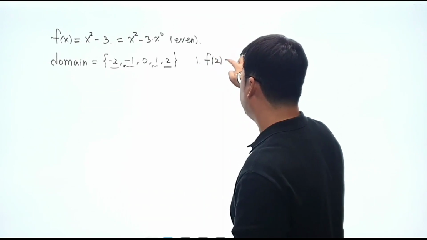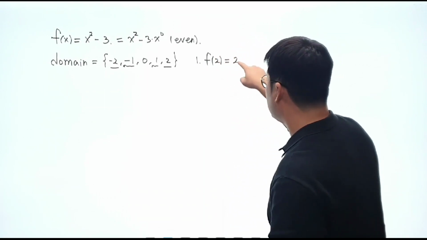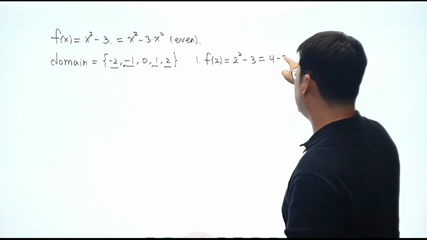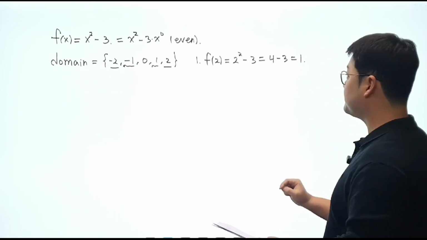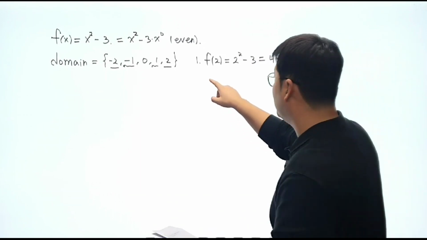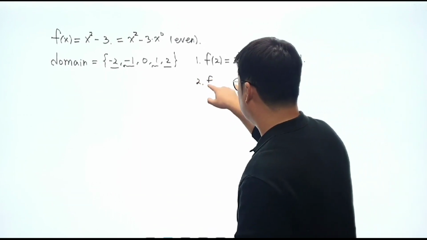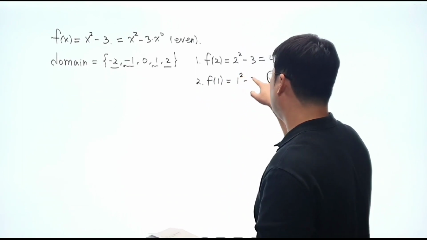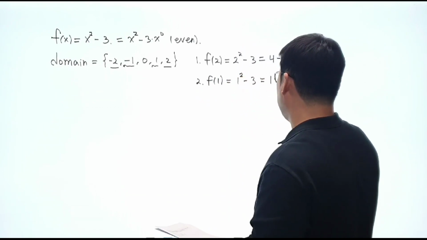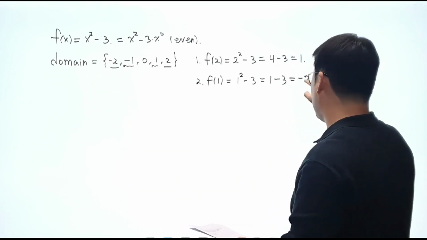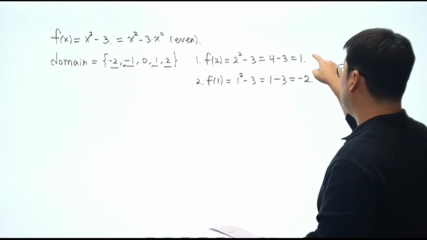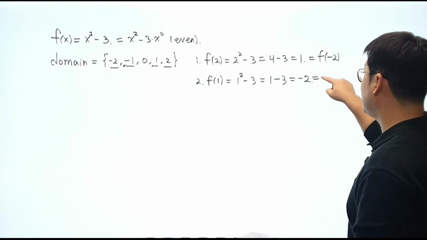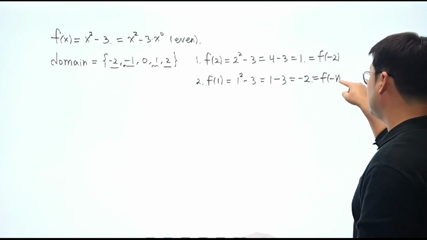So what is f of 2? It means we get 2 squared minus 3, which is 4 minus 3, and this is 1. So we got one possible value. What about f of 1? Yes, that becomes 1 squared minus 3, and 1 minus 3 equals -2. And I know that these are equal to f of -2, and at the same time equal to f of -1, for sure.